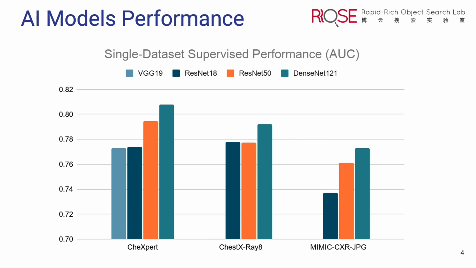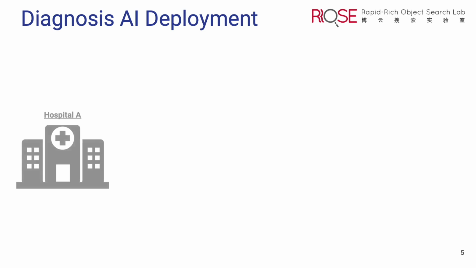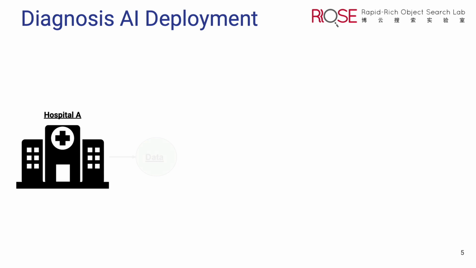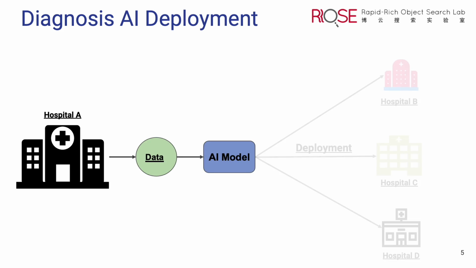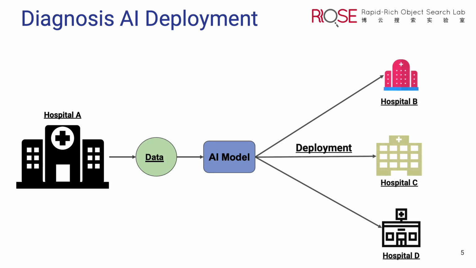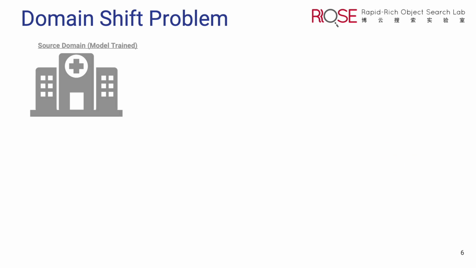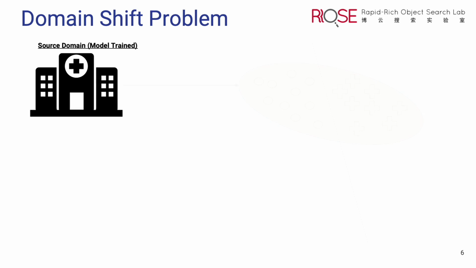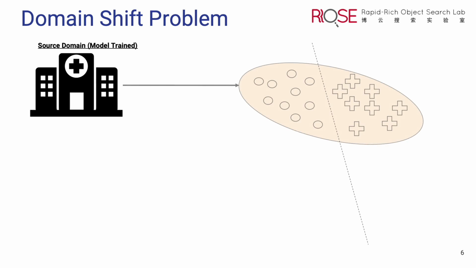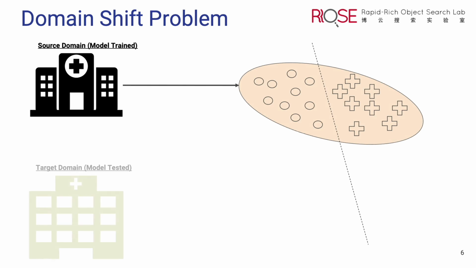the performance improves. However, in real-world deployment, an AI model trained on the dataset collected from one hospital will be deployed in various hospitals directly. In this process, the domain shift problem of the diagnosis AI models will occur. The hospital in which the training data is collected is called the source domain. A well-defined AI model can achieve good performance when training and validating within the same domain.